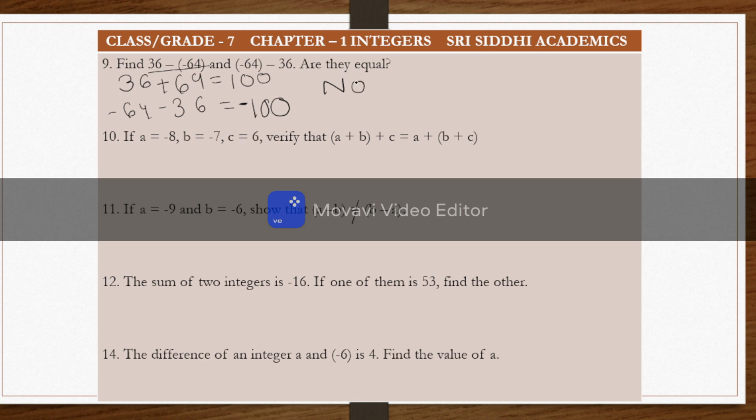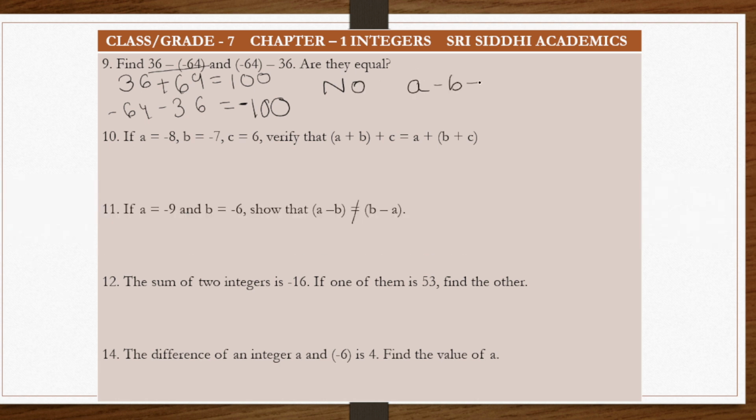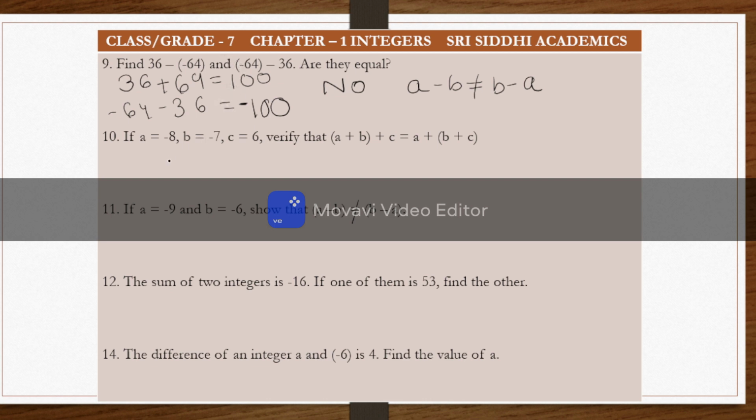Why? Actually, commutative property: A minus B is not equal to B minus A. We have seen this before. For subtraction, commutative property does not hold good. So that also is one of the reasons. Okay. So now let's solve question number 10.